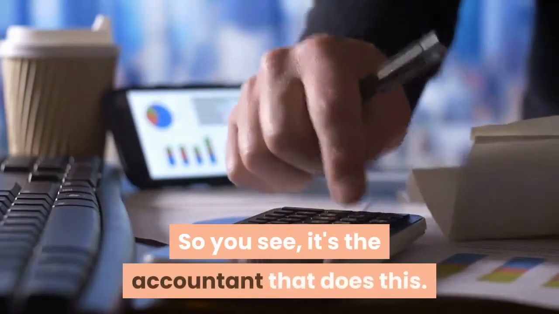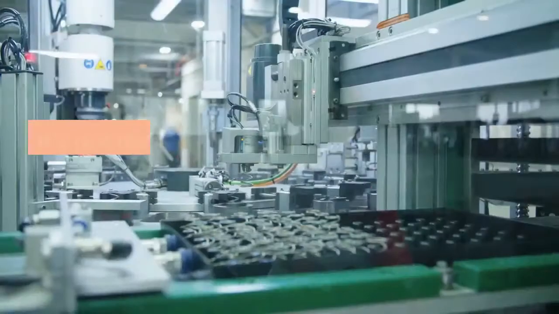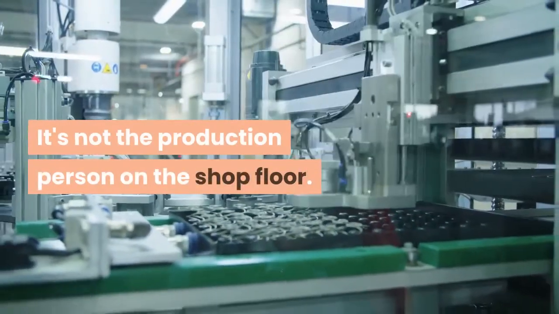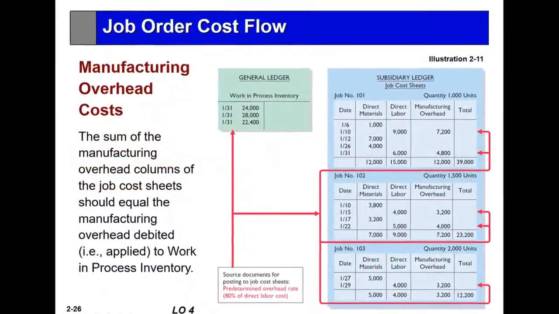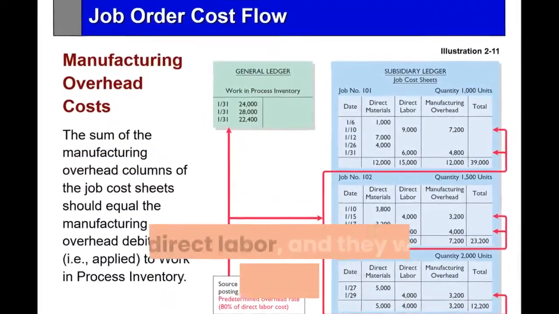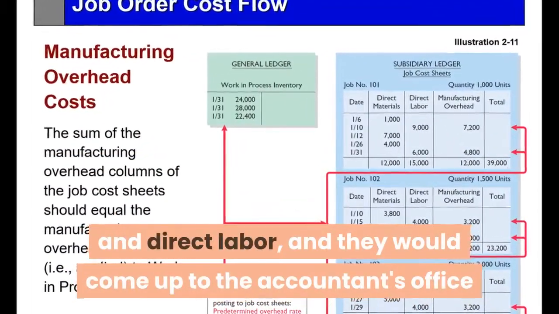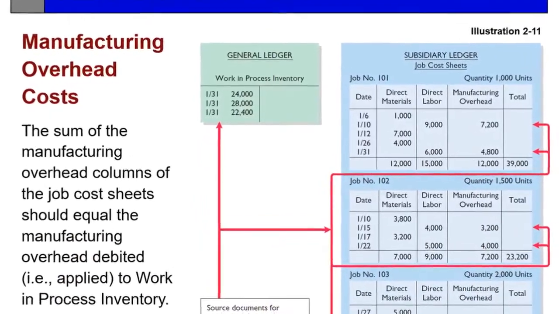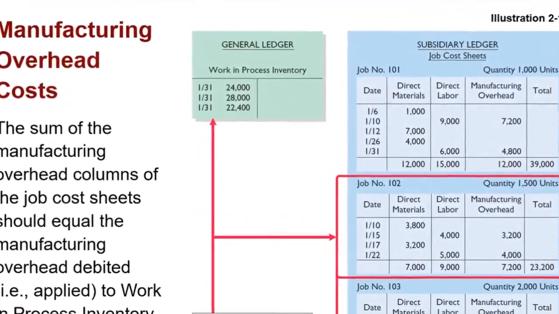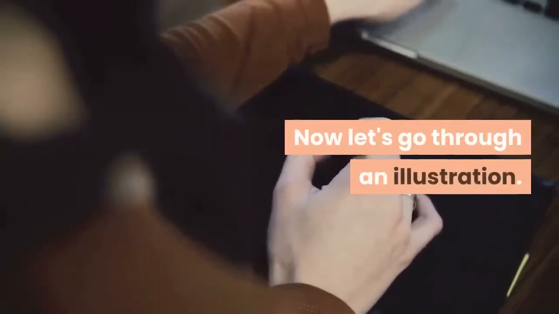So you see, it's the accountant that does this. It's not the production person on the shop floor. These job tickets 1, 2, and 3 would have direct material and direct labor, and they would come up to the accountant's office and they would apply the overhead and figure the final cost of this product. Now let's go through an illustration.